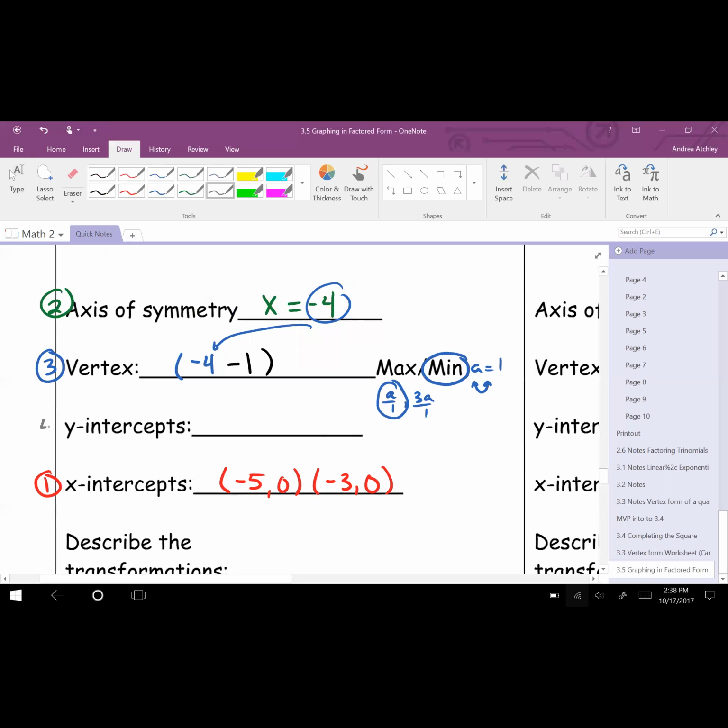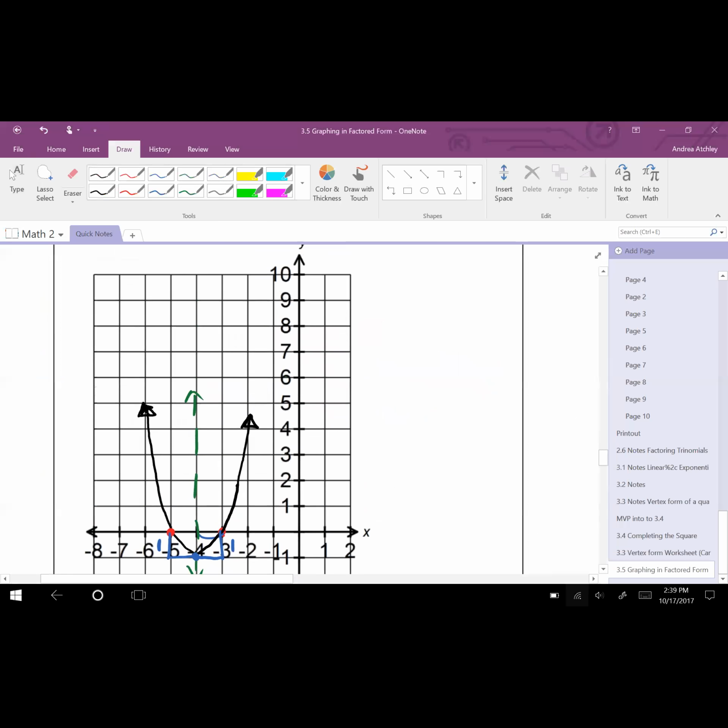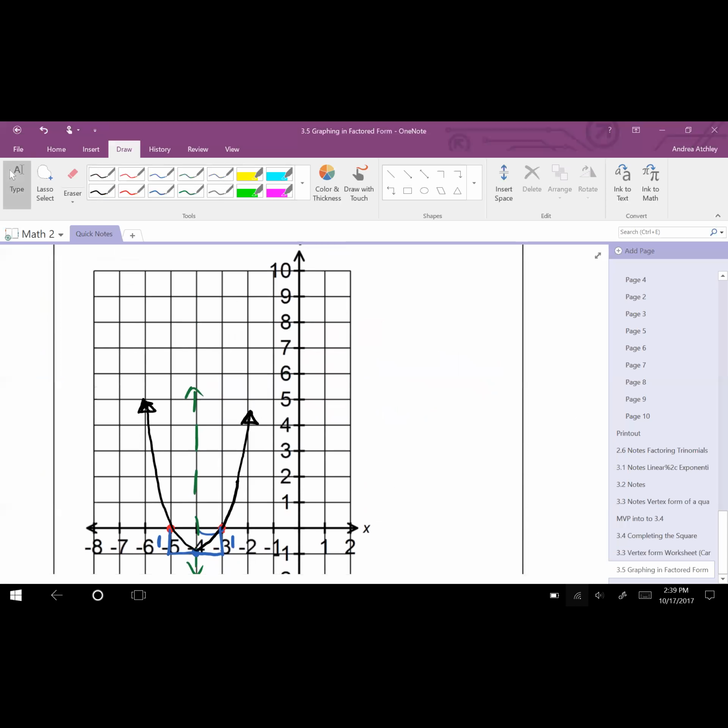Step 4 is my y-intercept. Can I see my y-intercept? It's going to be kind of a pain to try and find this because I'm going to have to go up 6 or up 3. Then I'm going to have to go up 5. And then I'm actually have to go up 7. And it's not going to be on my graph.